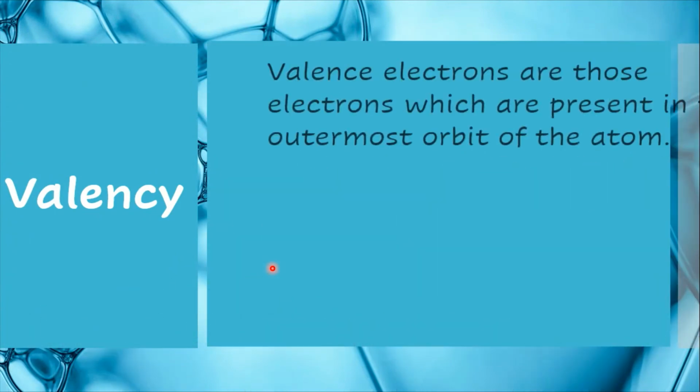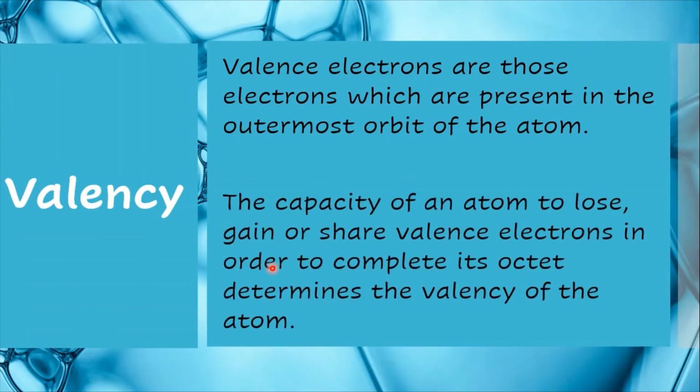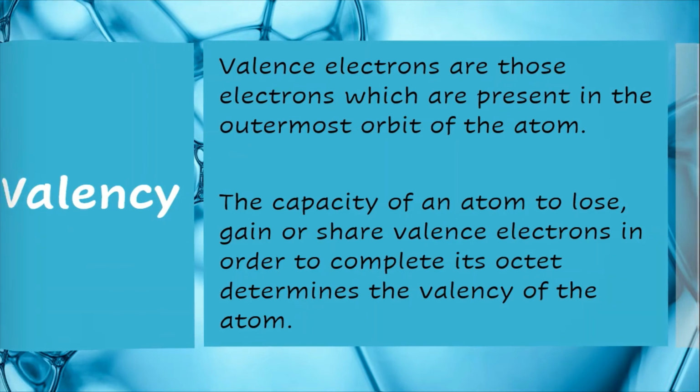Valency. Valence electrons are those electrons which are present in the outermost orbit of the atom. The capacity of an atom to lose, gain or share valence electrons in order to complete its octet determines the valency of the atom.